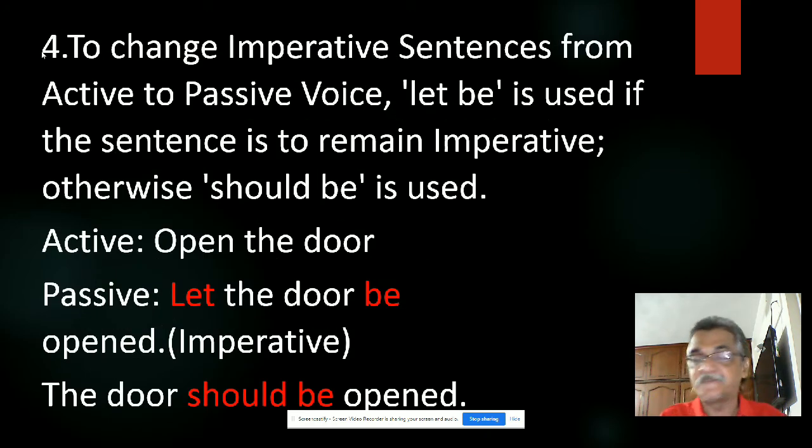To change imperative sentences from active to passive, let be is used if the sentence is to remain imperative. Otherwise, should be is used. Look at the active voice. Open the door. In the passive, it becomes let the door be opened. If it's a non-imperative, then we say the door should be opened.